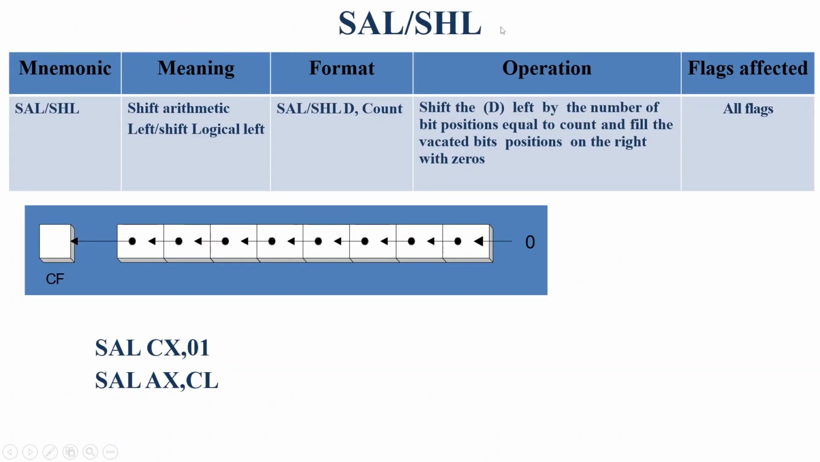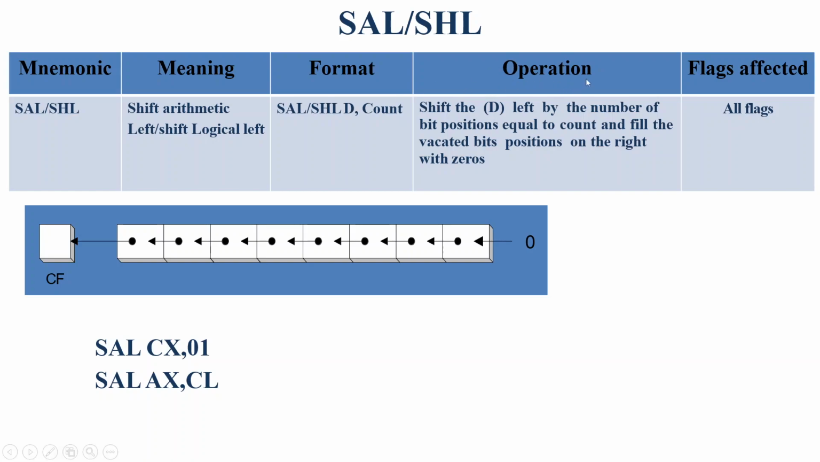The first instruction what we are going to discuss is about SAL, SHL. What is that SAL and SHL is meant for? The mnemonic is SAL, SHL. The meaning of it is shift arithmetic left, shift logical left. How the format has to be: SAL, SHL, D comma count. D is nothing but the destination register, whereas the count is nothing but the number of shift that we are going to apply for the data.